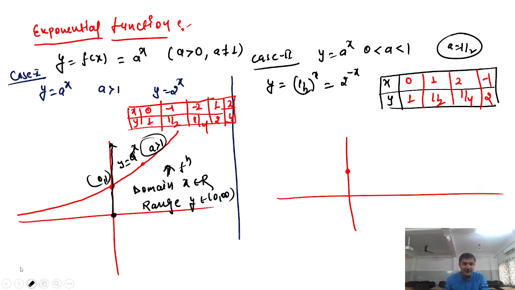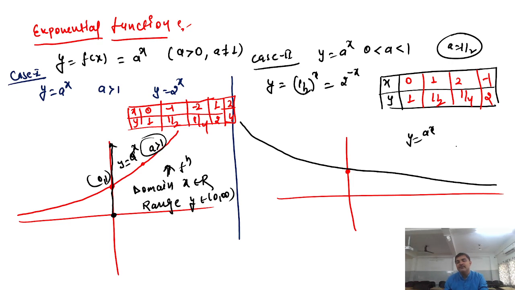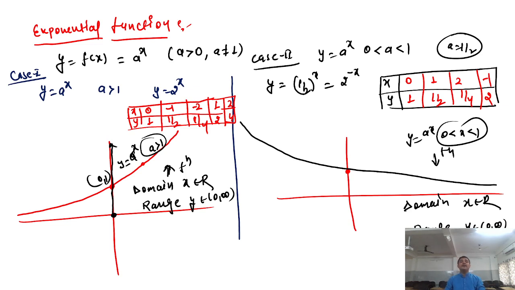Again, I'm free-handedly drawing the graph. We'll be getting this sort of graph. Yes, y equal to a power x when a is between 0 to 1, we'll get this graph. This is a decreasing function. Domain and range are still the same because the graph is spread across the x-axis, but the height of the graph is 0 to infinity, right? That is what we are going to get over here, isn't it? Tell me. Okay, so this is the actual function we are having over there.